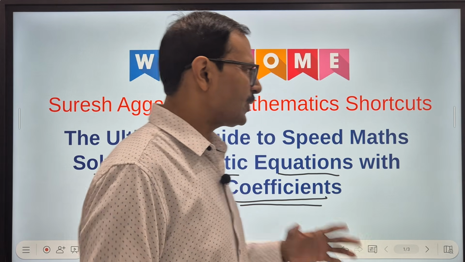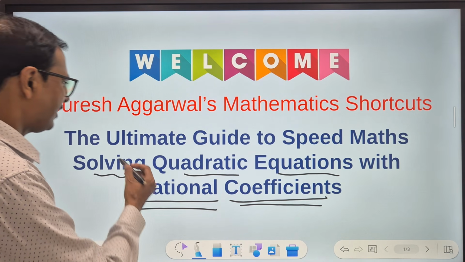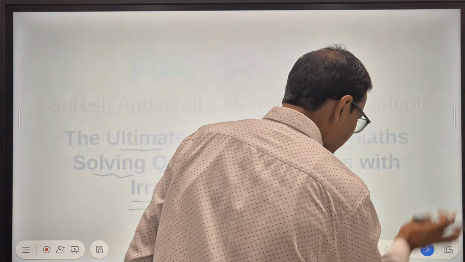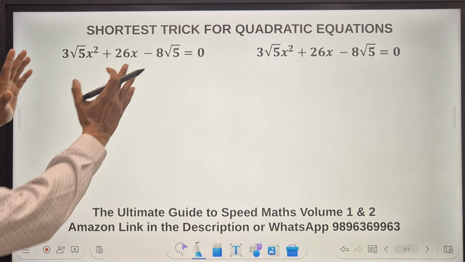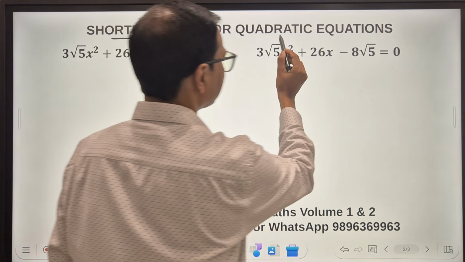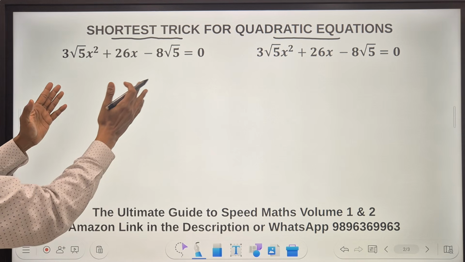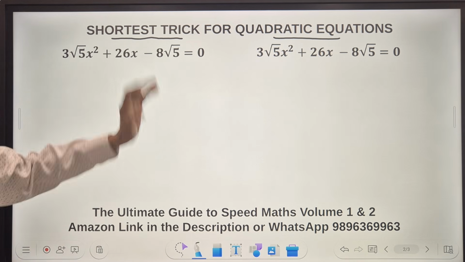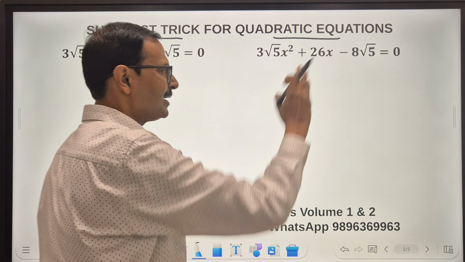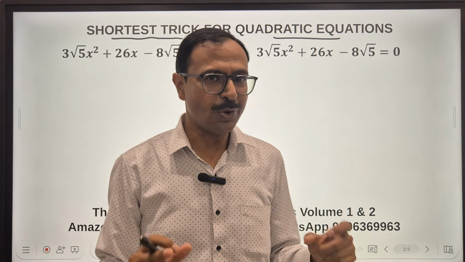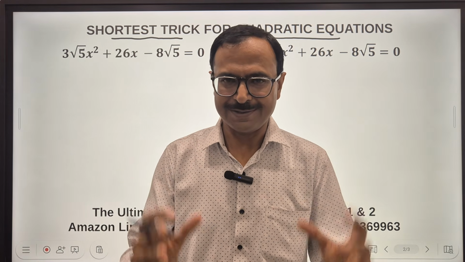So friends, the question which I am going to take up is again part of this Ultimate Guide to Speed Maths. As you can see here, I have written a question 2 times, and I am going to use the shortest trick for this quadratic equation: 3 root 5 x square plus 26x minus 8 root 5 equal to 0. Why did I write it 2 times? Because I will show you the traditional approach, and I will show you how the speed maths works.